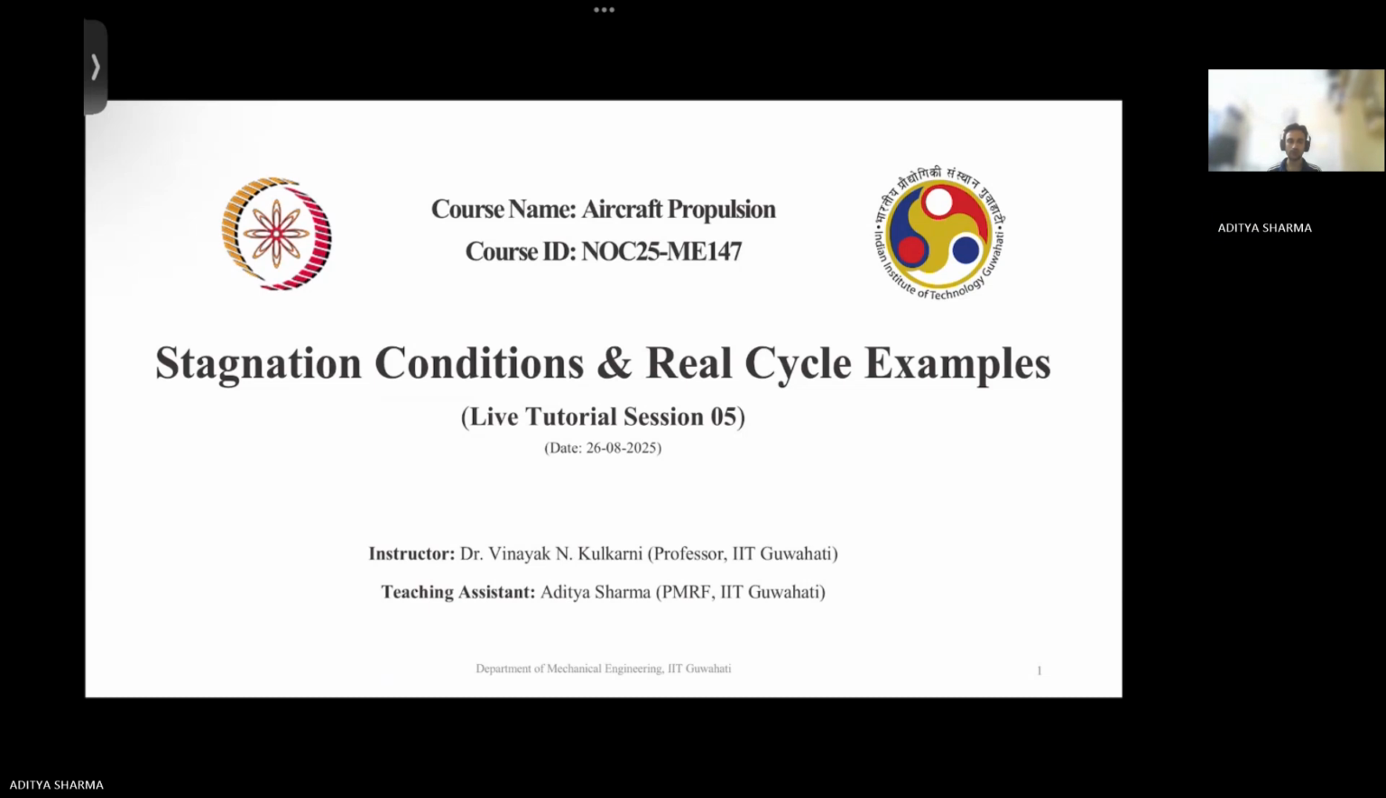So the topic that we will be discussing in this week's content is stagnation conditions and real cycle examples. So stagnation conditions in your Brayton cycle, that is gas turbine cycle, and then in the reality how the cycle is and examples related to that. We have been introduced to the real cycle examples.